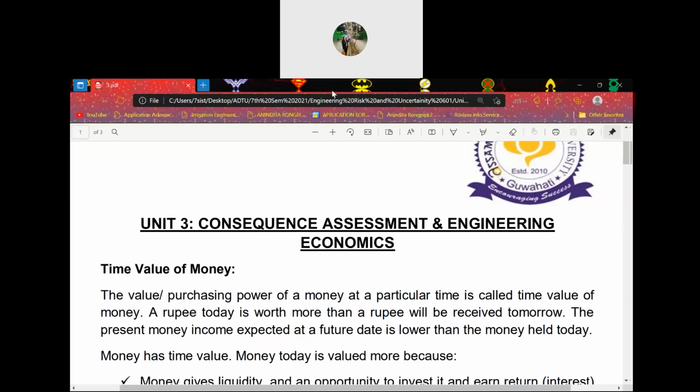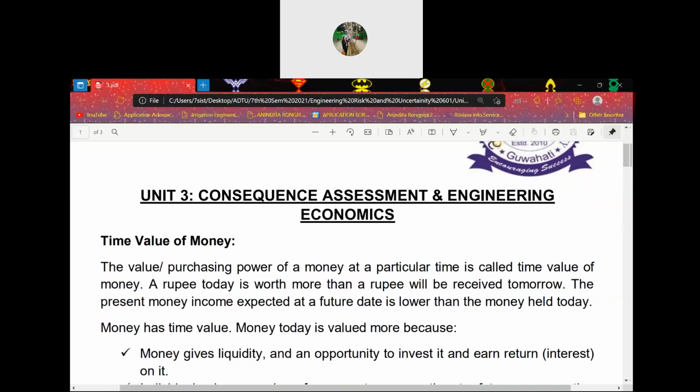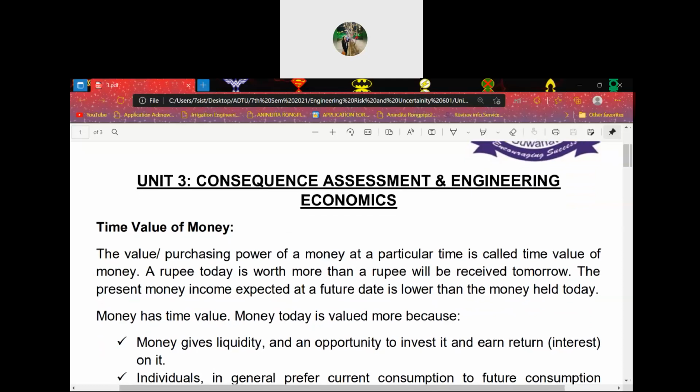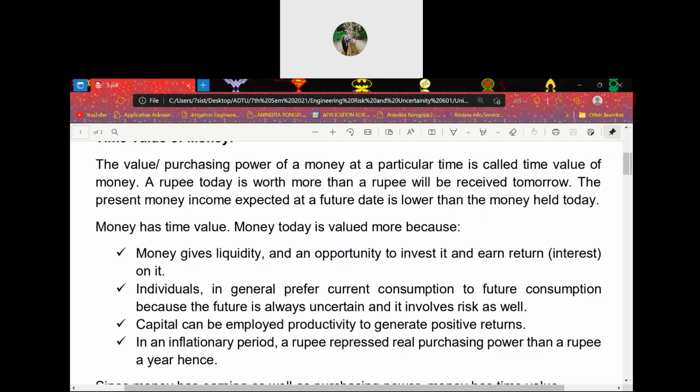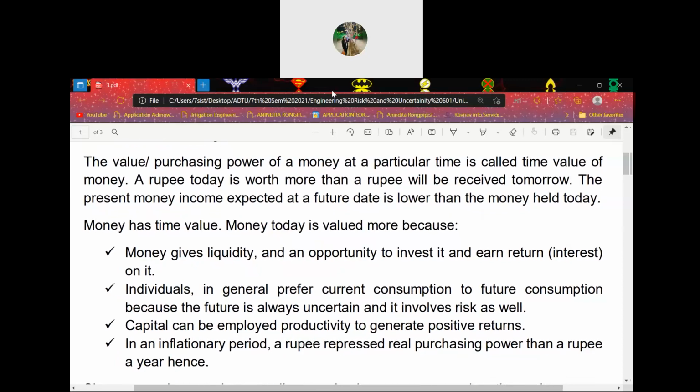So the present money income expected at a future date is lower than the money that is being held today. Money has a time value that we all know, and money today is valued more because of the following reasons. Money gives liquidity and an opportunity to invest it and earn a return, that is, earn interest on it. Then individuals in general prefer current consumption to future consumption only because the future is always uncertain and it involves risk as well.